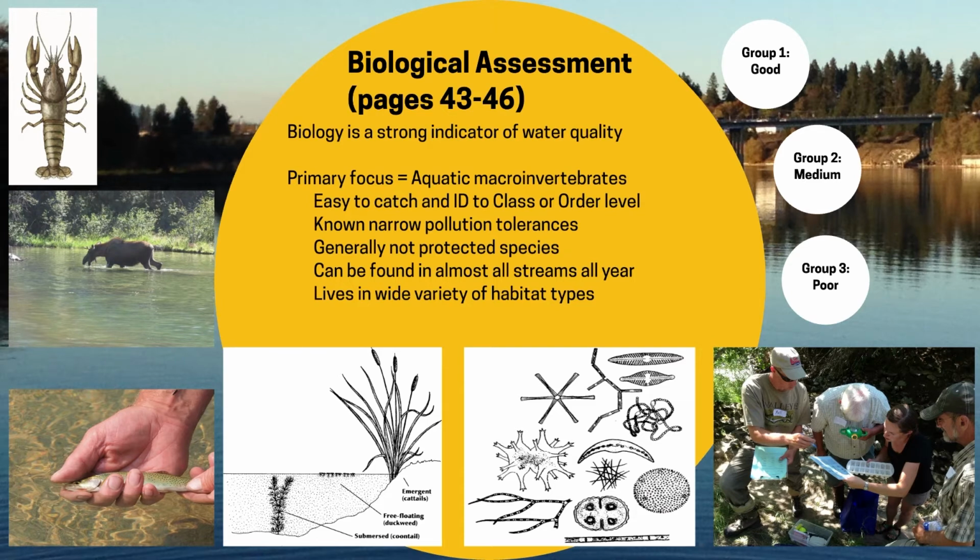It is suggested that you complete a biological assessment twice a year at relatively low water levels. The lower water makes it safer and easier to access all the habitat types. The macroinvertebrates will be at larger life stages later in the season, making it easier to identify them. Also, limiting the number of assessments reduces your impact on the stream.